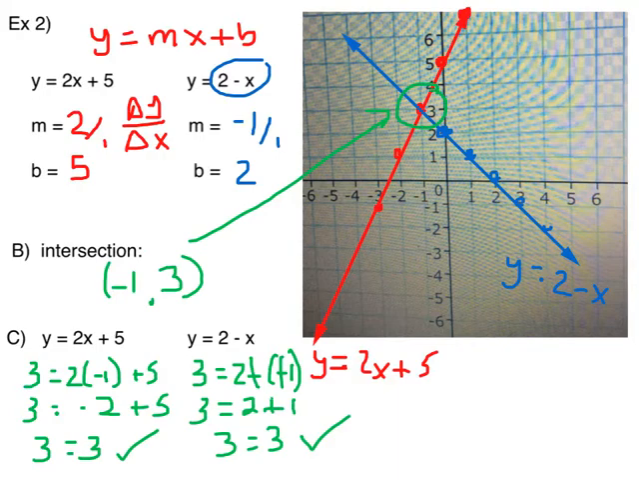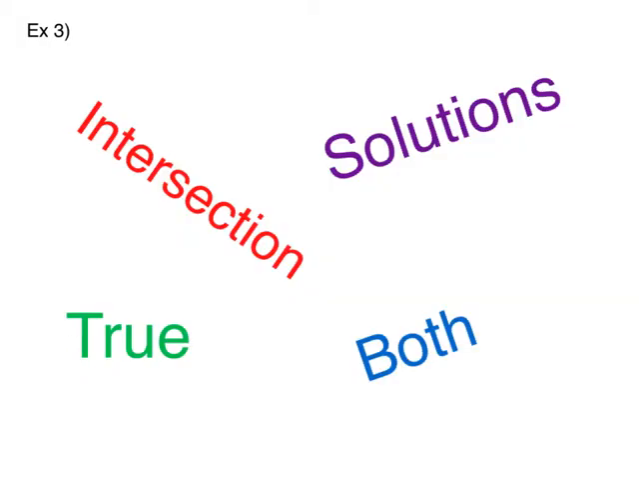All right, that's what we do, and that's the main gist of this entire lesson, is to graph two lines, see where they intersect. That is your solution. Time to move on. All right, in exercise 3, we got some vocabulary words, and you got a word bank here of true, intersection, solutions, both. So let's answer these questions.